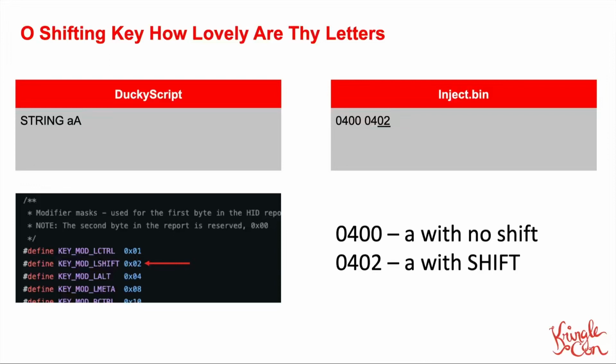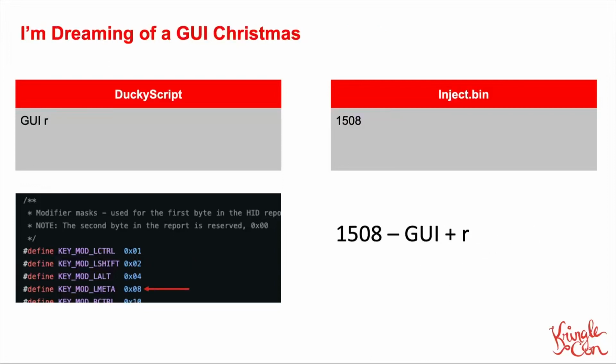That's pretty neat. Let's say we wanted to look at what GUI R looks like to launch a Run window in Windows. So here we do GUI R, and that gives us 1508. Now 15 is the scan code for R, and 08 we can see is left meta, or the meta key. This is also called the Windows key. It can be called the command key. I've heard it called super. There's all sorts of names for it, but ultimately it's our GUI key. In this case, we see 15 again as R and 08 is GUI. Combine those together, you have GUI R.